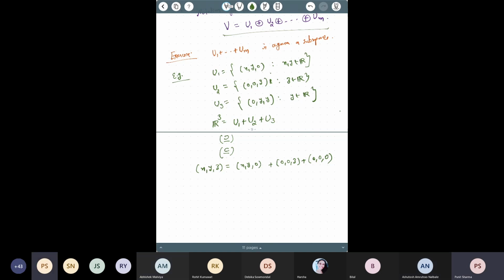Sir, take an example like (1,1,1). So this can be written as (1,1,0) plus (0,0,1), plus (0,0,0), plus (0,0,0), and this can also be written as (1,0,0) plus (0,0,0) plus (0,1,1). So this is not unique.